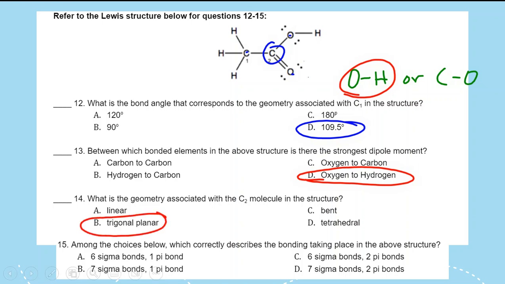Very good. Among the choices below, which correctly describes the bonding taking place in the above structure? Oh, we got to do a lot of counting here. What are sigma bonds again? Single bonds. Let's count them. We have 1, 2, 3, 4, 5, 6, and then one of these is a sigma bond, because remember, in a double you have a sigma and a pi, in a triple you have a sigma and 2 pi's. So we have 7 sigma bonds, and then we have a double, so we're going to have 1 pi. So that one is also B, right?